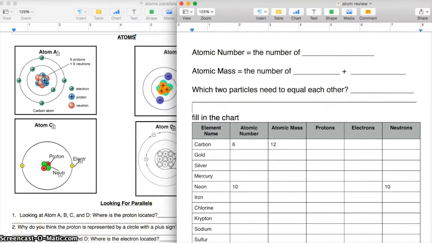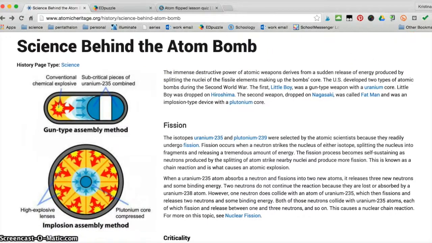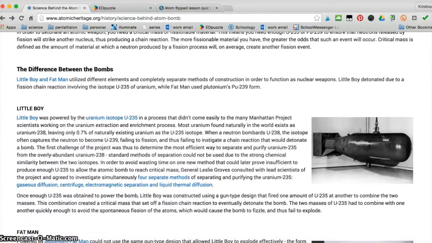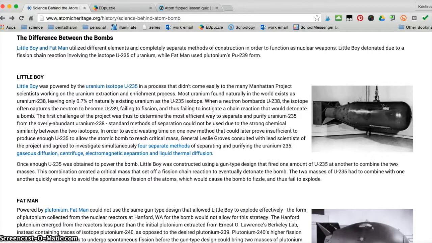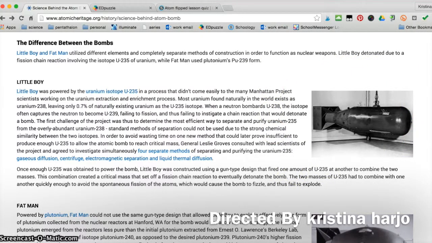For my advanced group, the group that was ready to start applying their knowledge, I took the idea that a lot of students are very interested in the atom bomb and explosions, and they read about the science behind the atom bomb. With this article, they had to explain what an atom bomb is and what fission is. Then they had to research the 2 different types of bombs that were used, Little Boy and Fat Man, how one was using uranium and the other one was using plutonium. They compared and contrasted them, and then talked about how the atom bombs changed the history of the war.